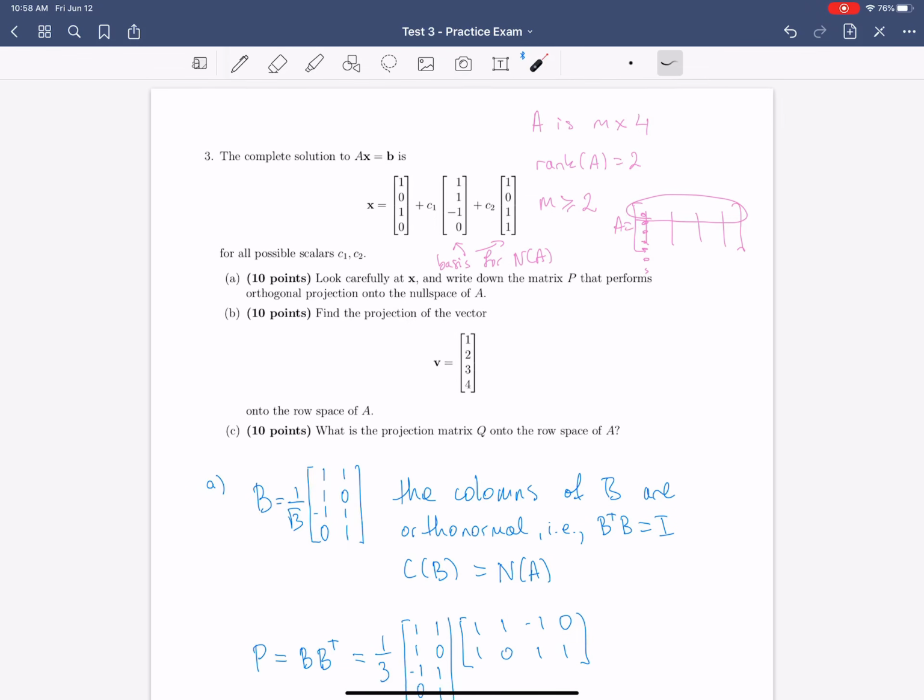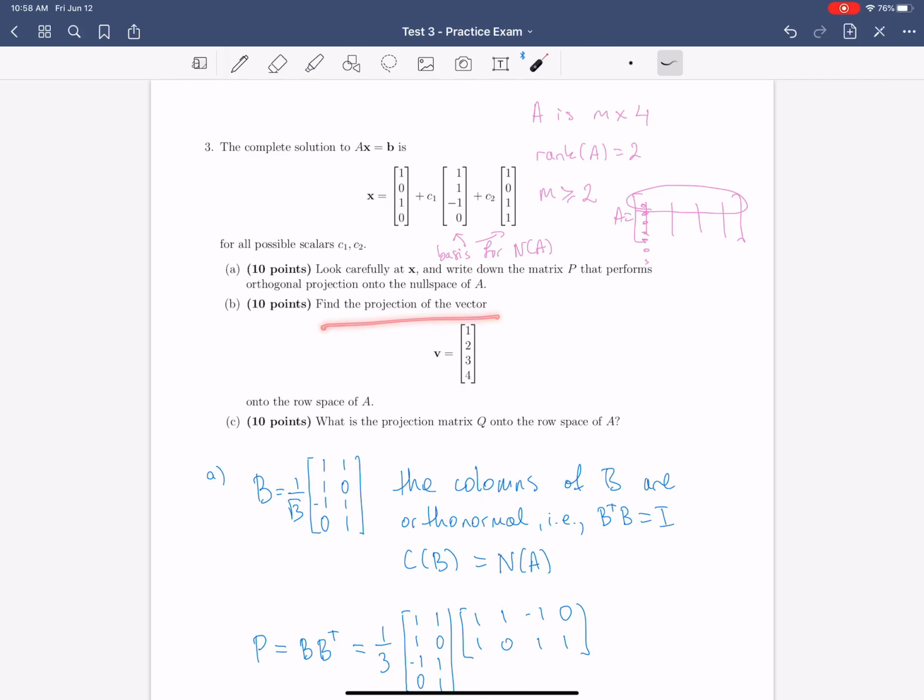All right. Find the projection of the vector v onto the row space of A. Now pay attention here. This is not the column space of A. It is the row space of A. The matrix B that we talked about in part A was about the null space of A. Now all of a sudden we have the row space. How do we find the row space when we don't know anything about the rows of A?